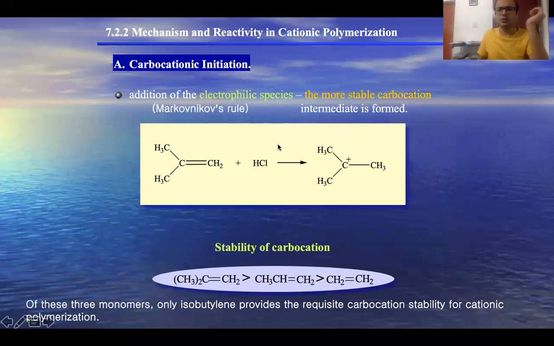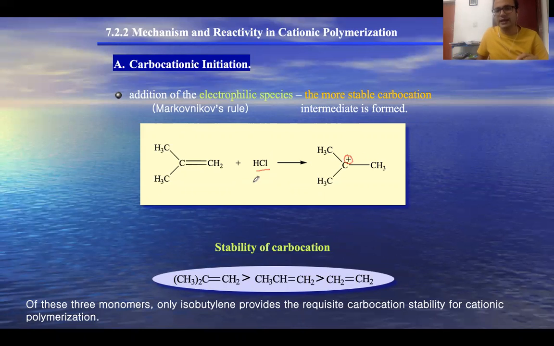Now, before I close this video, let us look into the carbocation initiation process. As I told you, we can use a mineral acid as the initiator. In this case, they have used HCl. So when HCl is added on, you have a carbocation generated.